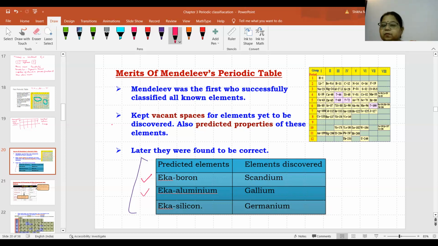Eka aluminium is now known as gallium, and Eka silicon is known as germanium, right? They are very often asked. The older name given to them was by Mendeleev, so tell me the newer name, right?